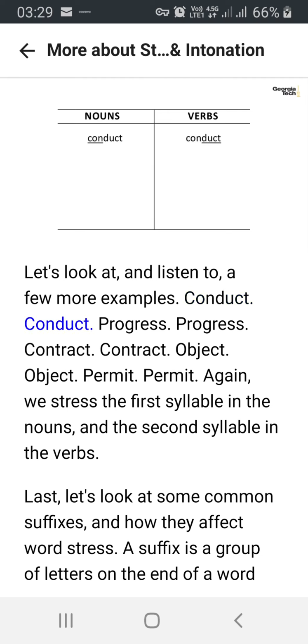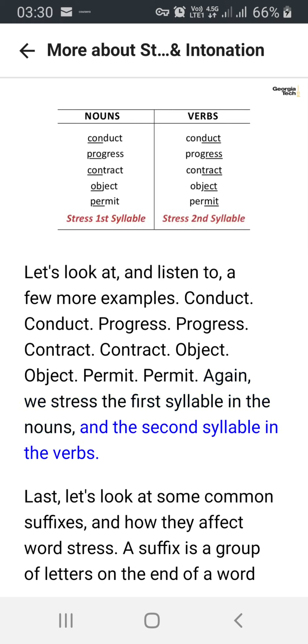Conduct, conduct. Progress, progress. Contract, contract. Object, object. Permit, permit. Again, we stress the first syllable in the nouns and the second syllable in the verbs.